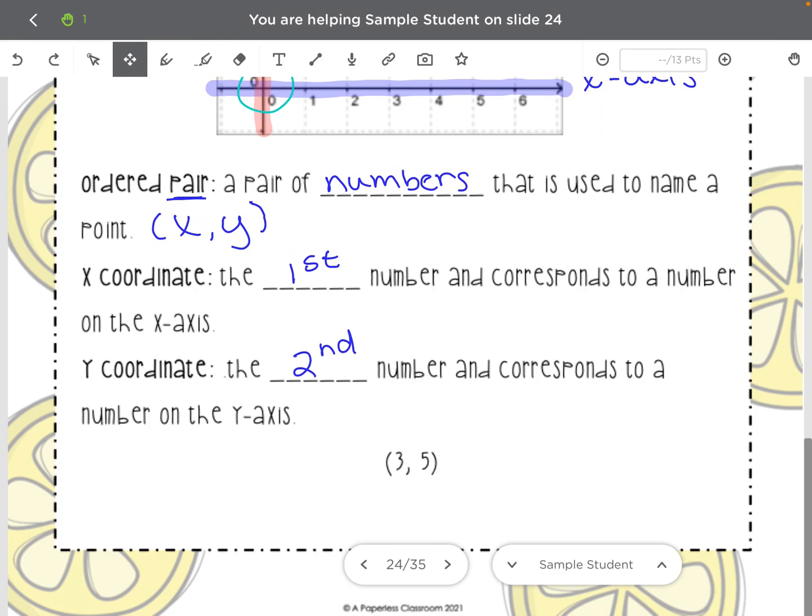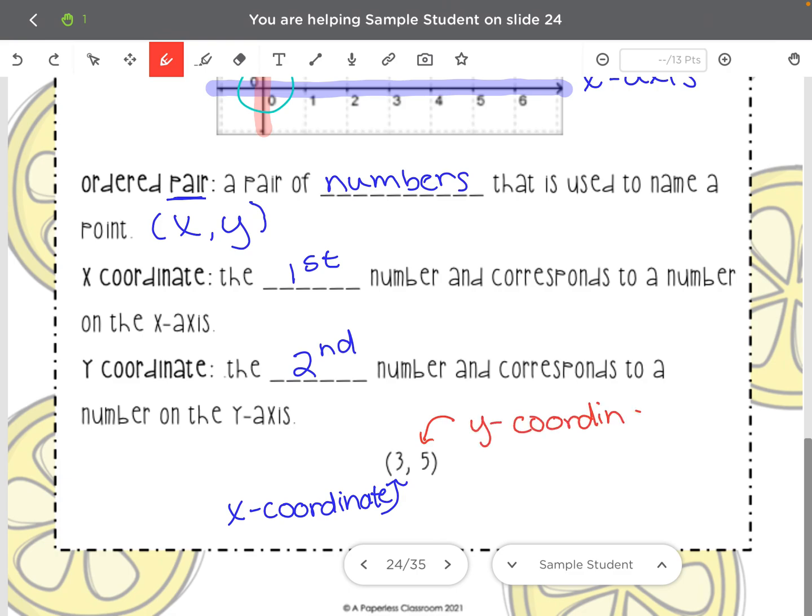So if we look at the example down here, we have parentheses 3, 5. Well, the first number here, the 3, that is the x, right? The x-coordinate because it is the first number, which means the second number, 5, is the y-coordinate. This number will tell us where it's plotted going up and down, and the x tells us which way it's being plotted side to side.